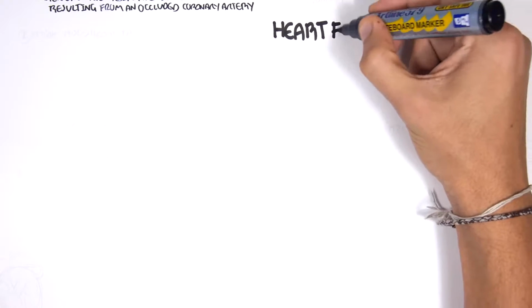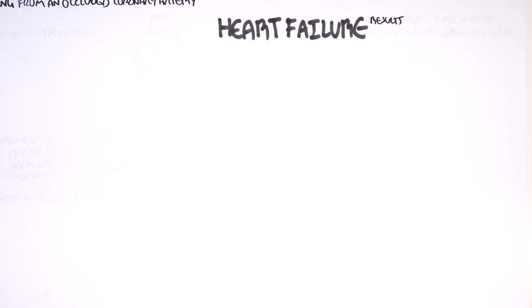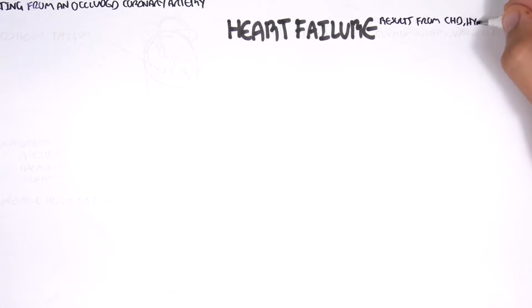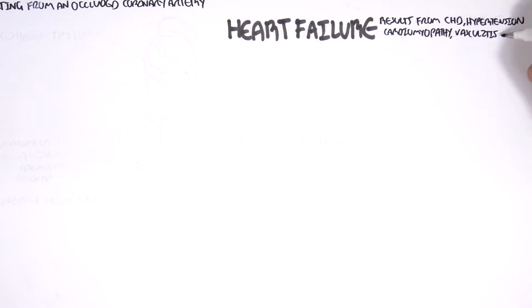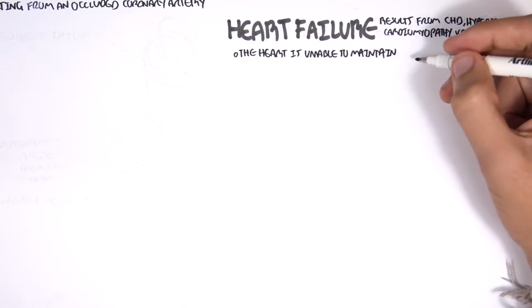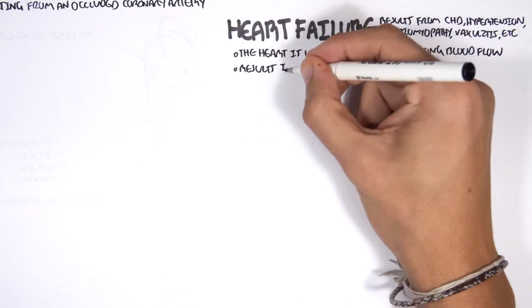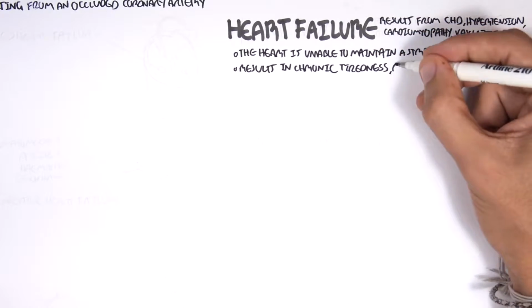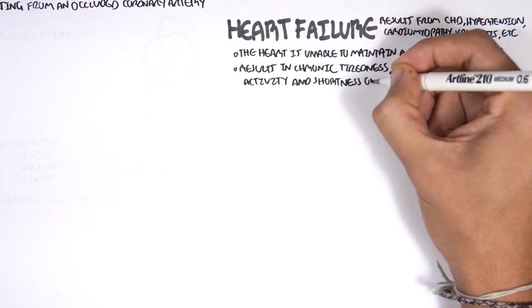The next type of cardiovascular disease we will look at is heart failure. Now, heart failure can result from many heart and body conditions, disorders such as coronary heart disease, hypertension, cardiomyopathies, and vasculitis, amongst many other things. Heart failure is where the heart is basically unable to maintain a strong blood flow and pump it around the body. And this results in chronic tiredness, reduced physical activity, and shortness of breath.